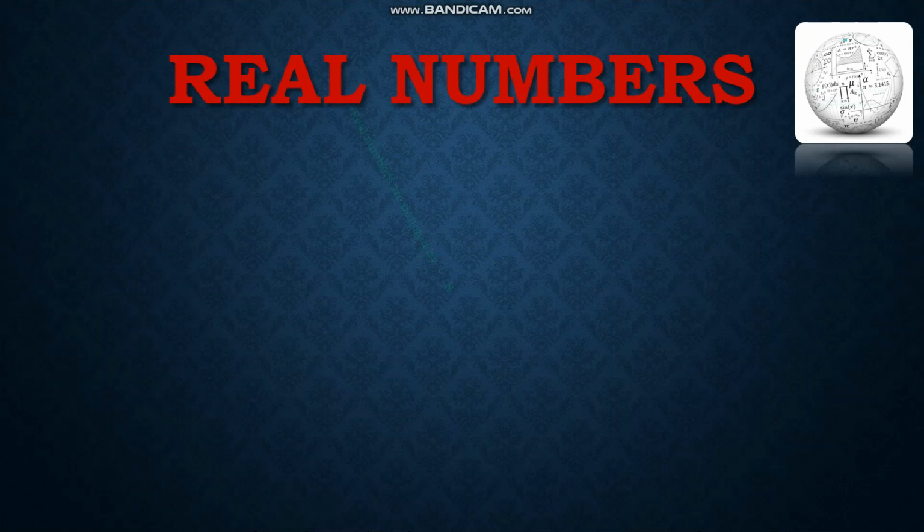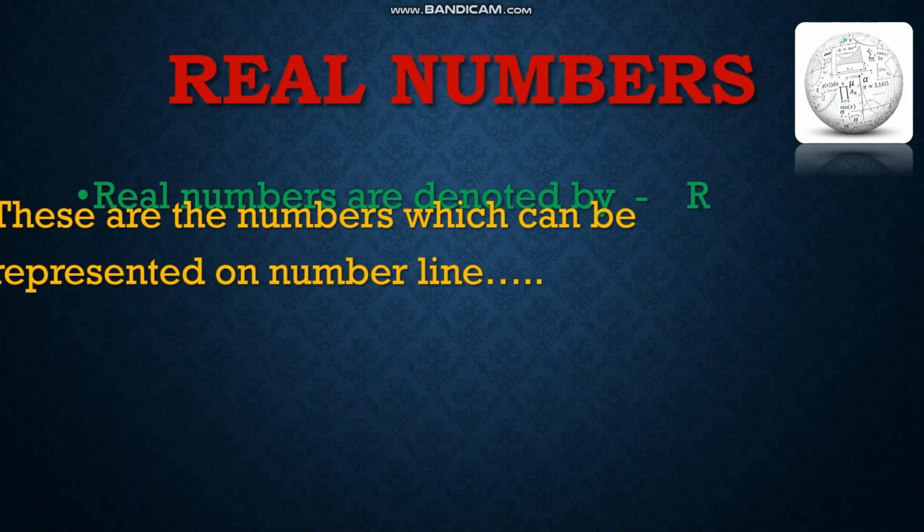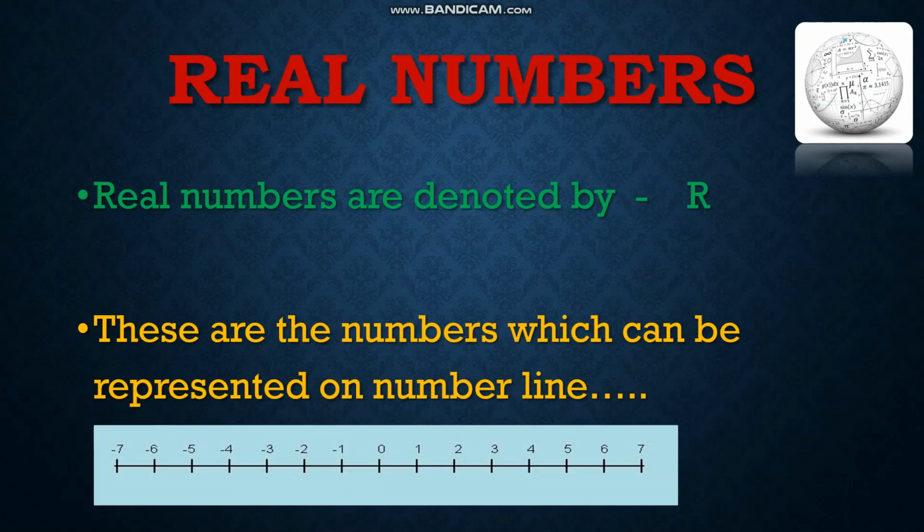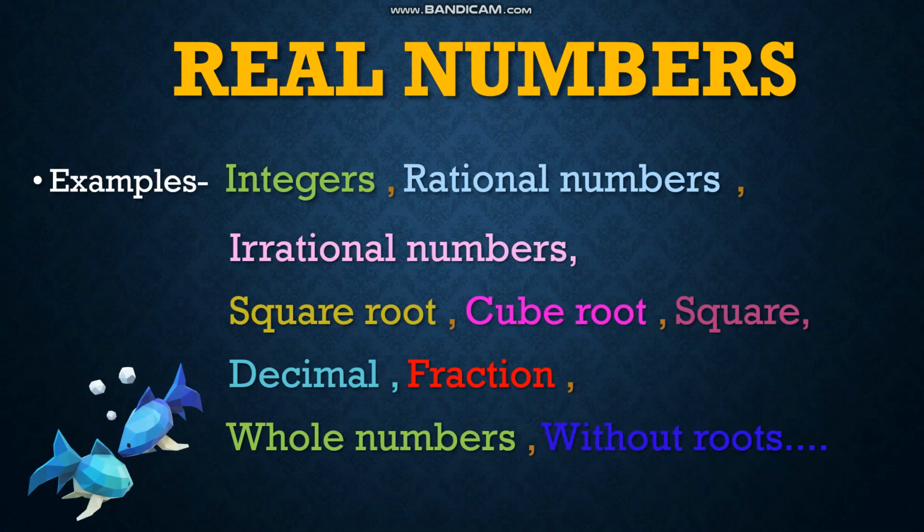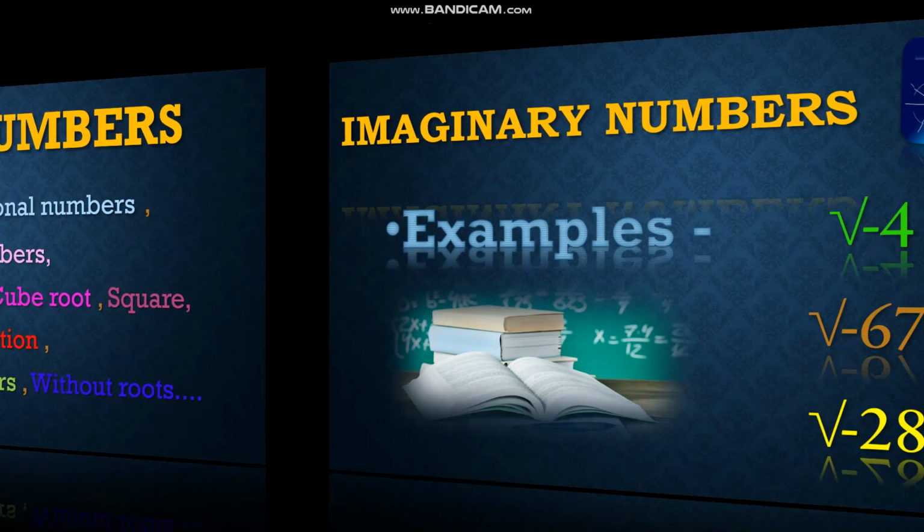Real numbers are the numbers which are denoted by the capital R. These are the numbers which can be represented on the number line. Integers, rational numbers, irrational numbers, square root, cube root, square, decimal, fraction, whole numbers, without roots. All these types of numbers come under the category of the real numbers.